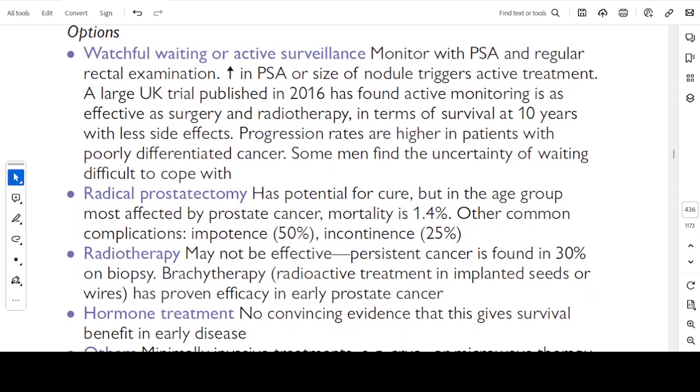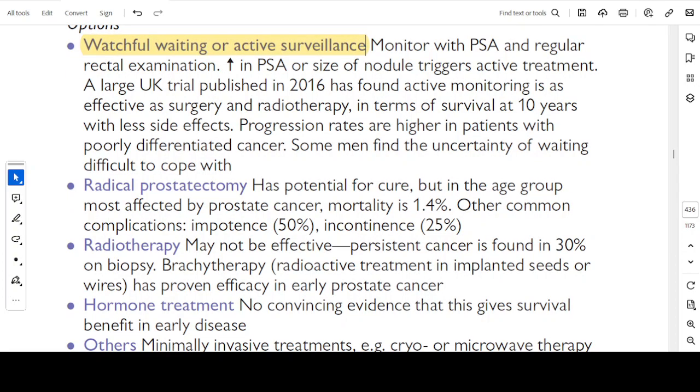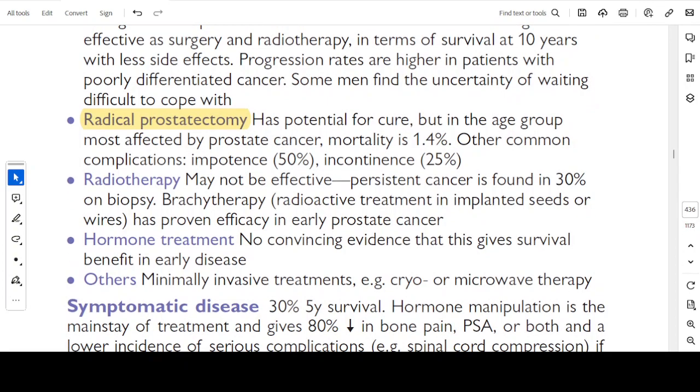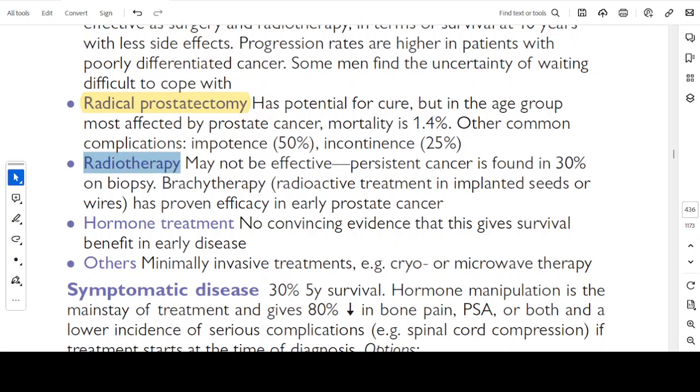Radical prostatectomy. So they say that surveillance is equivalent to surgery or radiotherapy in prostate cancer. Radical prostatectomy has a potential for cure, but in the age group most affected by prostate cancer, mortality is 1.4%. The other common complications are impotence and incontinence, 25%. Radiotherapy may not be effective. Persistent cancer is found in 30% on biopsy.